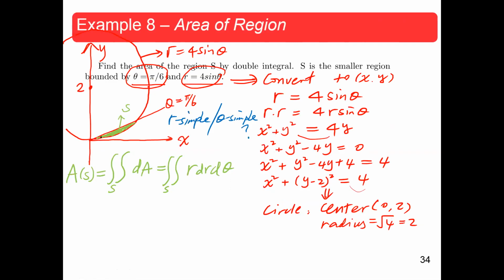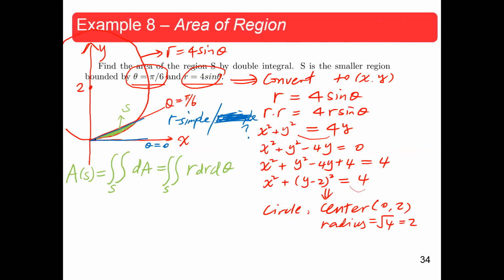For this region in light green, we can tell it's bounded by theta equals pi over 6, and here, which is theta equals 0. So theta can be controlled by two constants, right? So it's not going to be theta symbol. We should just consider r symbol.